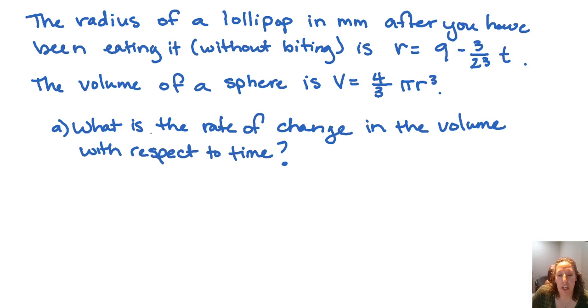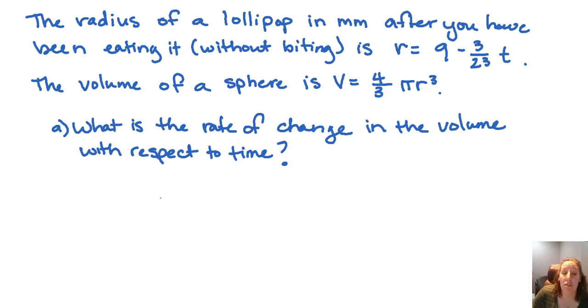and r is our radius in millimeters. The volume of a sphere is 4/3 pi r cubed. And so the units on volume are going to be whatever your units on radius are, cubed. So in this case, our radius is in millimeters, so our volume is in cubic millimeters. Part A wants us to find the rate of change in the volume with respect to time.